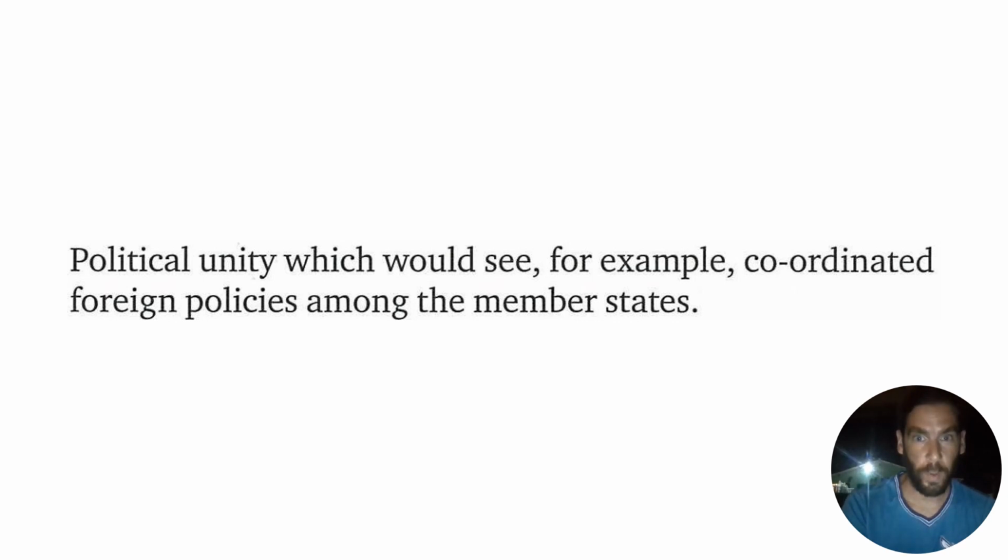Then, what does it mean when you integrate? You can look at three points of integration. First one is political unity, which would see, for example, coordinated foreign policies among the member states. Member states are countries that are a member of CARICOM, for example.